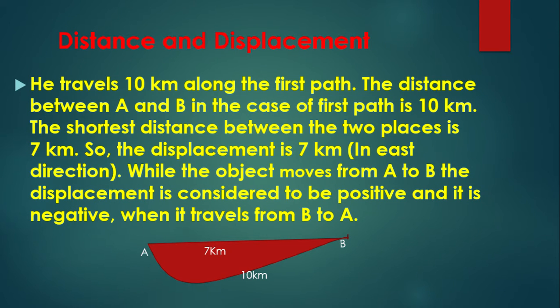Distance and displacement. He travels 10 km along the first path. The distance between A and B in the case of the first path is 10 km. The shortest distance between the two places is 7 km. So the displacement is 7 km in each direction. While the object moves from A to B, the displacement is considered to be positive, and it is negative when it travels from B to A.